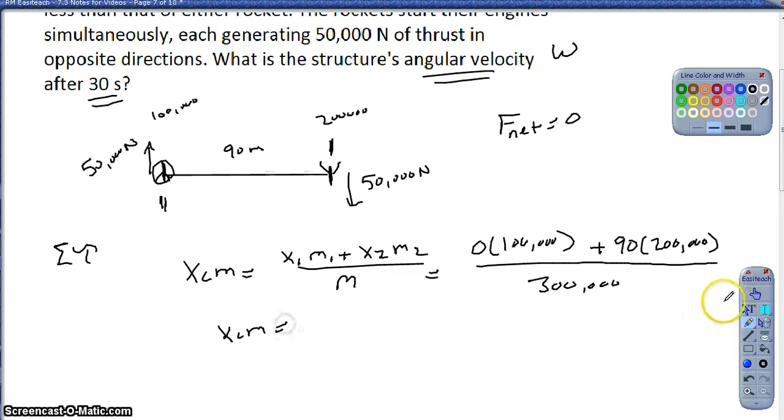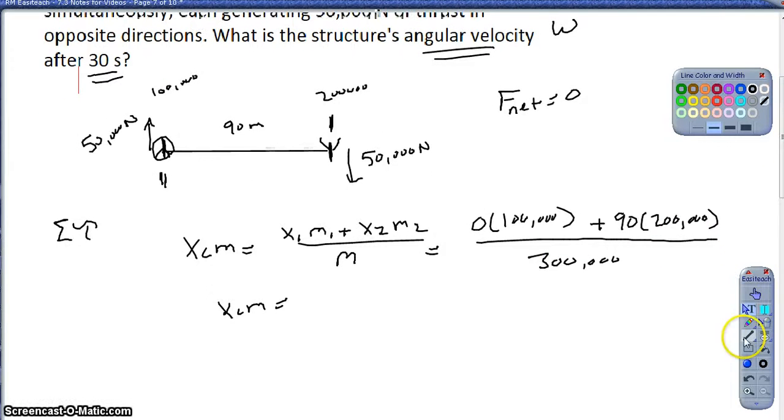And when I do that, so obviously when I calculate this number, I get 1.8 million, and then divided by 300,000, so I get 60. Right, I get 60, which tells me then that the center of mass is 60 meters away from the smaller rocket, and then obviously 30 meters away from the heavier rocket, right? And that becomes the key, because as soon as I find that, now I can find my net force, right?